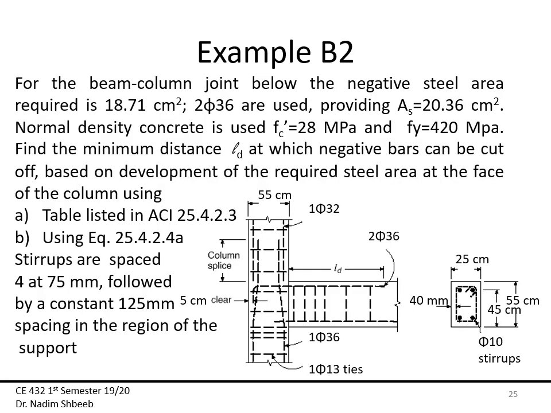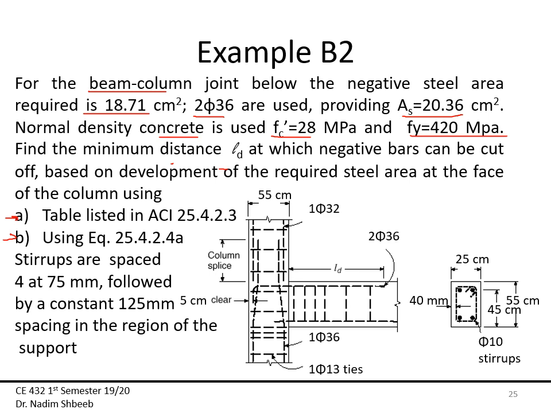Okay, let's do another one. In this example, I have a beam column joint. Negative steel area required is 18.7 centimeters squared, and I'm providing 2 #36. Thus, the provided area is 20.36 centimeters squared. I'm using normal density concrete, f'c 28, fy 420. It says find the minimum distance ld at which the negative bars can be cut off based on development of the required steel area at the face of the column using the table or the equation.